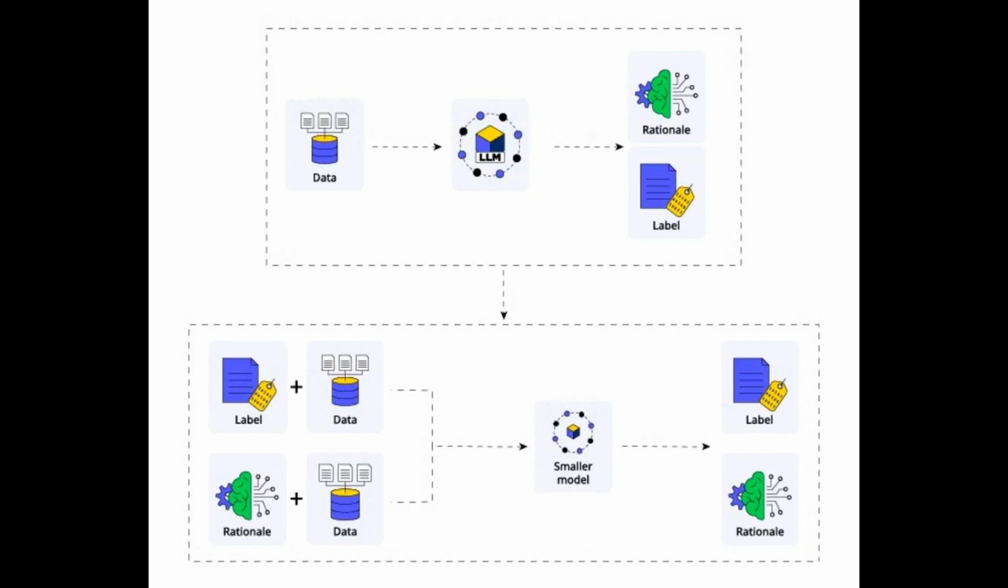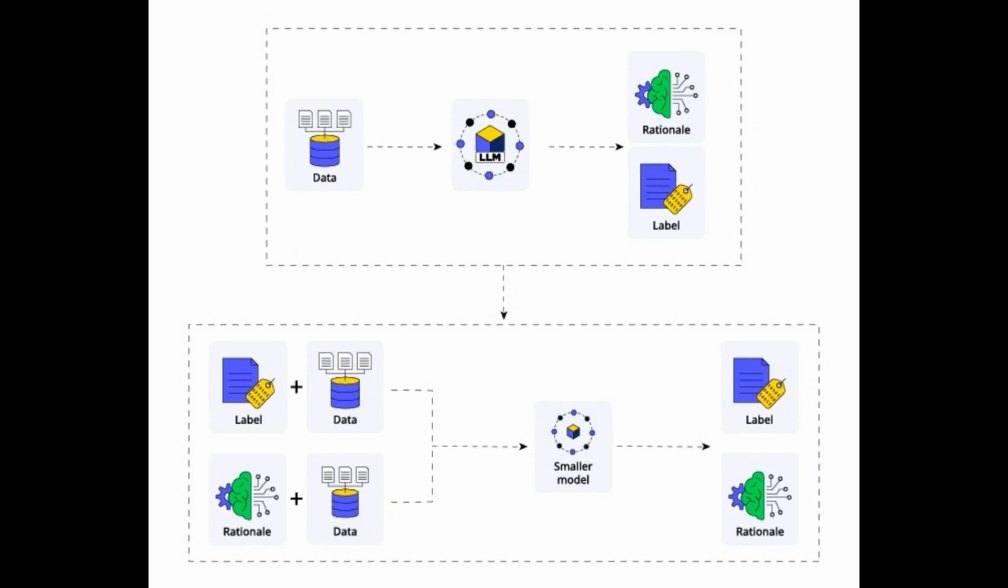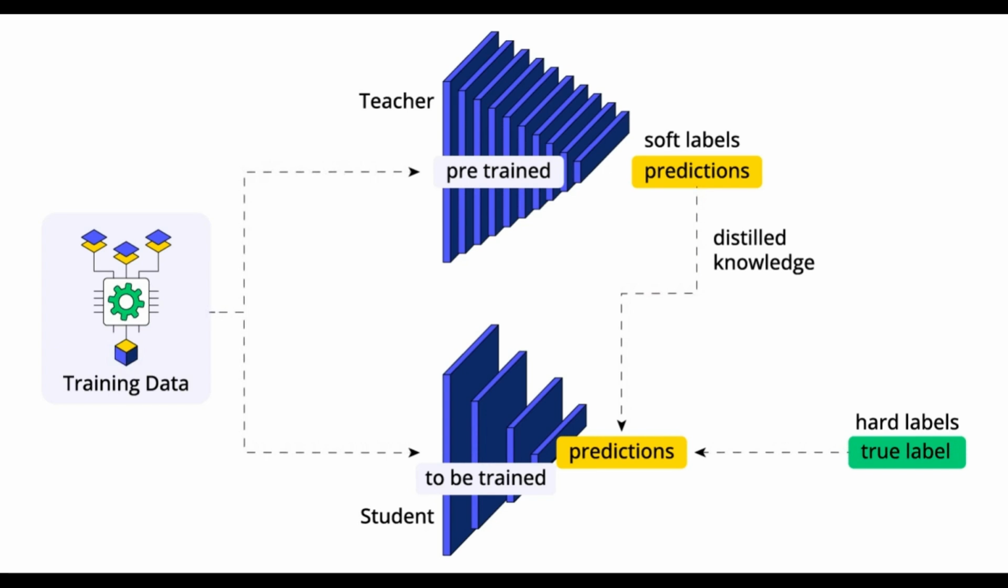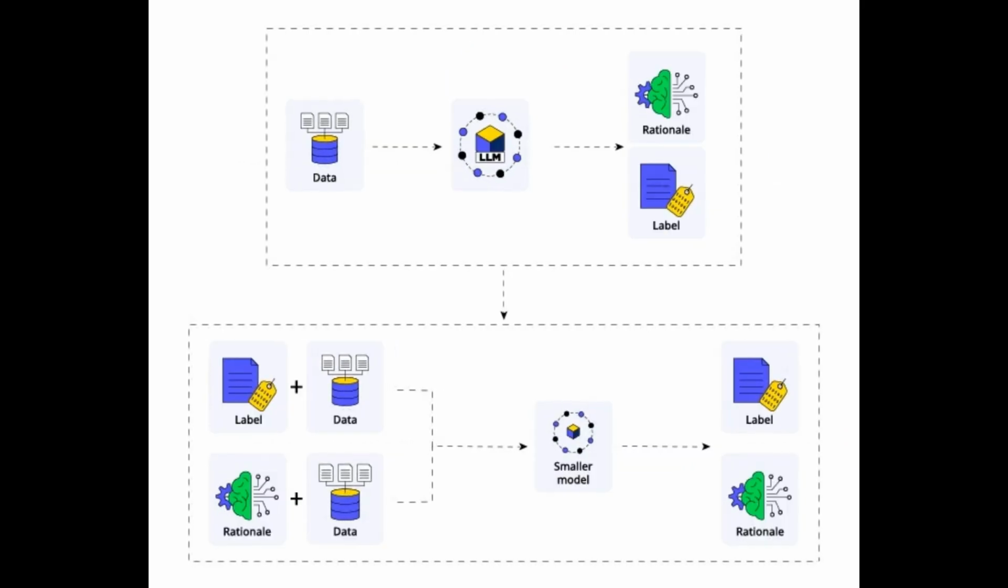Practically, the teacher model is first fed huge amounts of training data, text, code, images, whatever the domain may be, and it churns out both labels, the correct answers, and rationales, the reasoning or chain of thought behind those answers, if available. In the next step, the student model uses these outputs as its training data. This means it doesn't just learn the final answer but also picks up on the subtle patterns and relationships that the teacher model has already figured out.